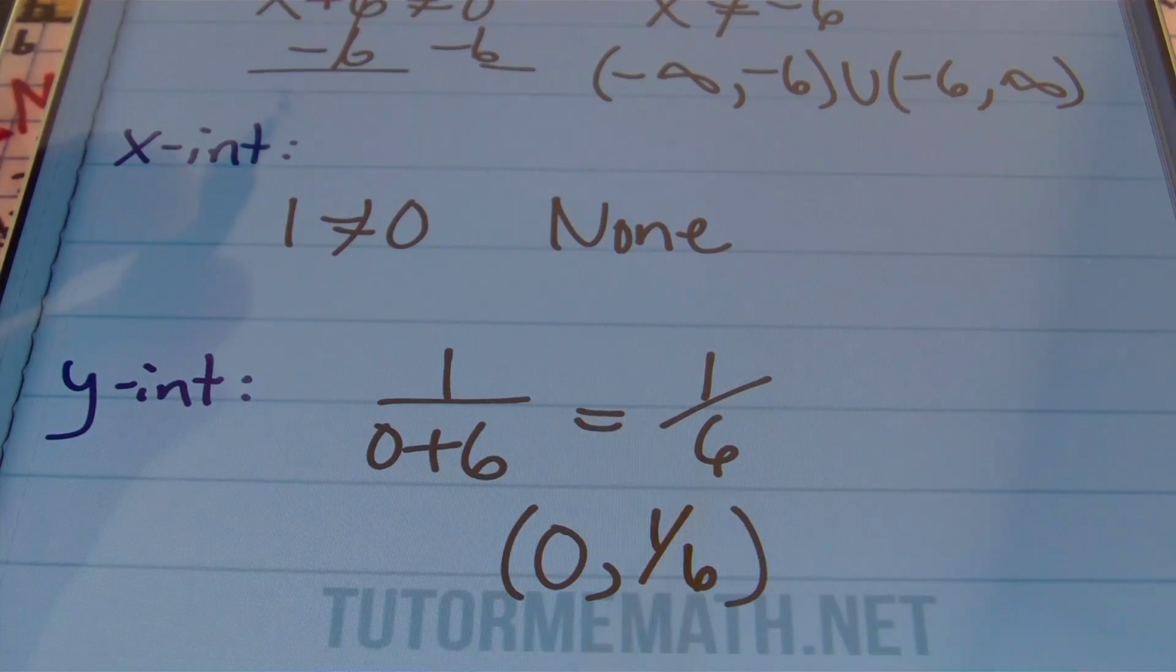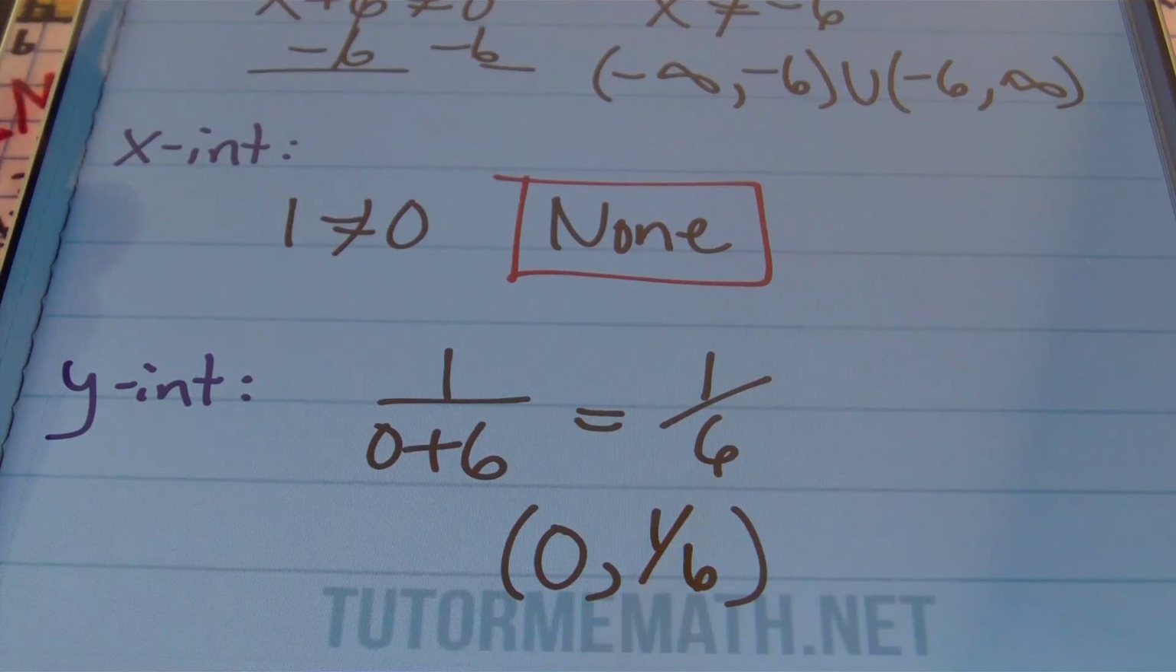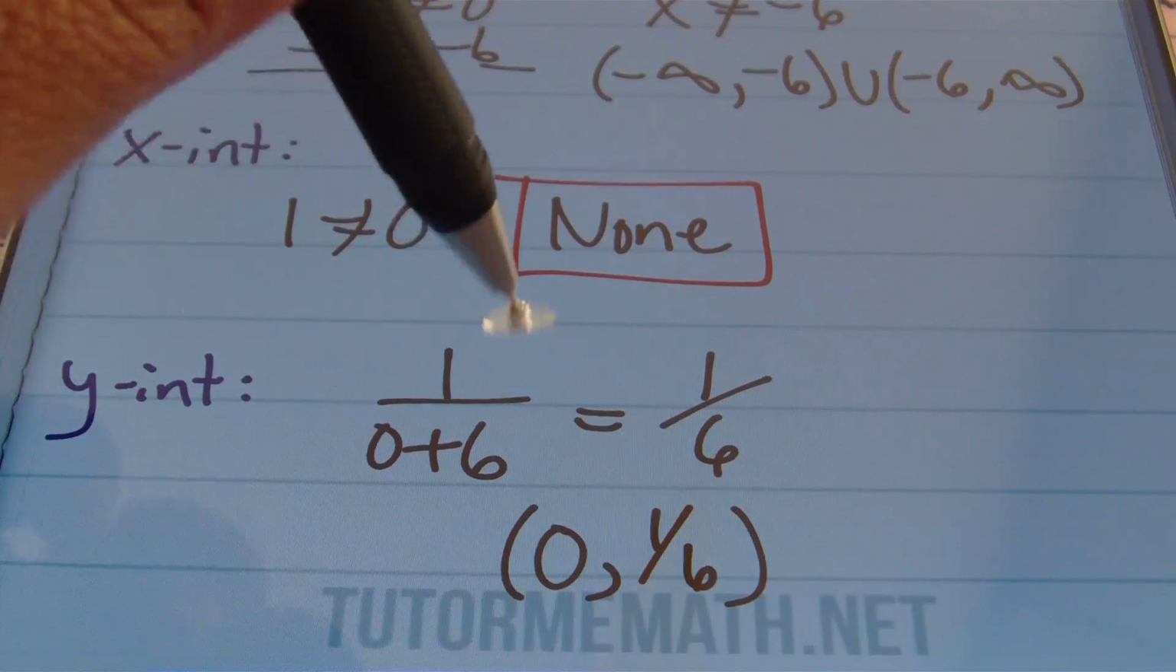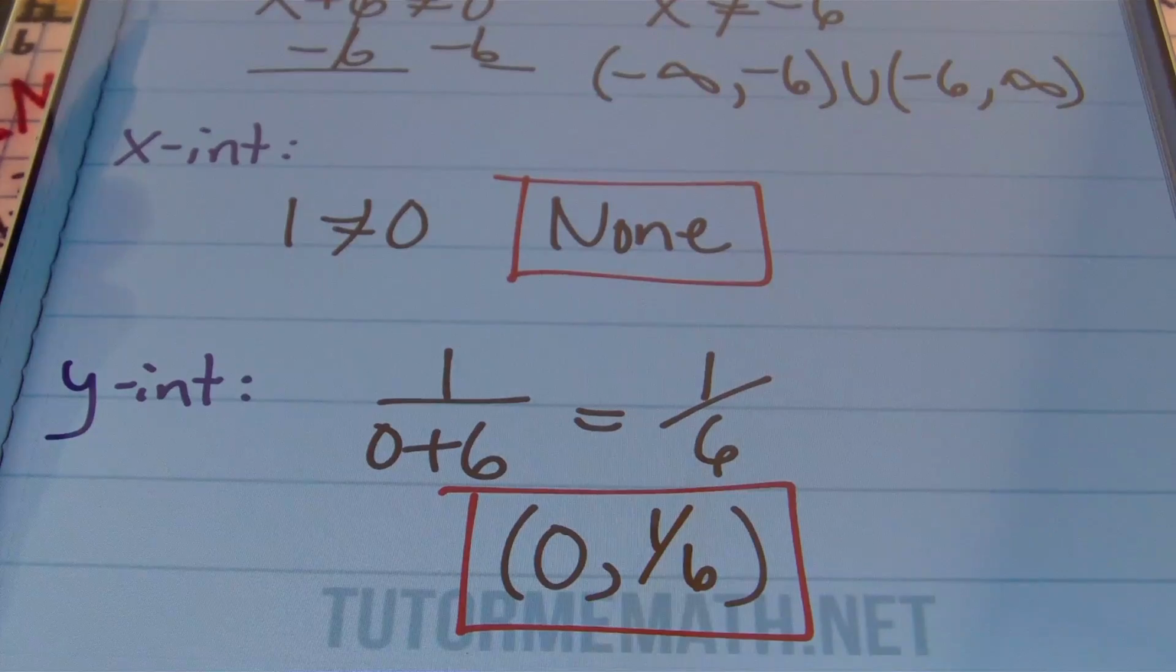So boxing up my results here, I don't have any x-intercepts for this rational function, so there's going to be none. And as far as my y-intercept is concerned, it's going to be at (0, 1/6). Just like that. All right, let's go ahead and graph that.